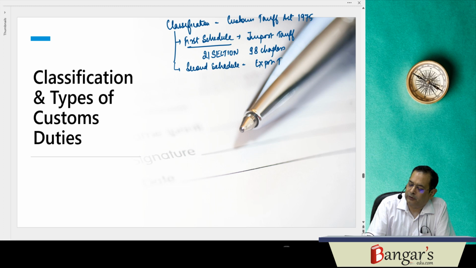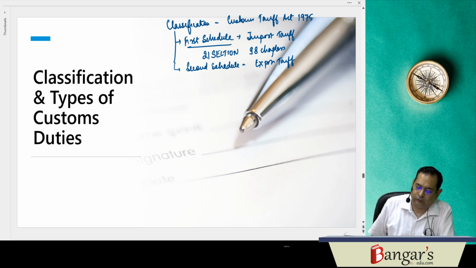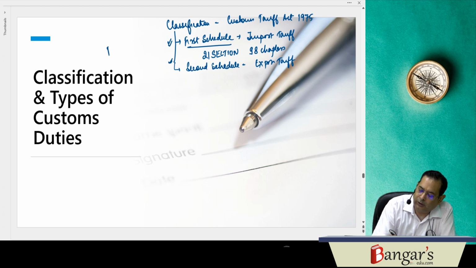Now in this particular chapter, we will be discussing the various types of custom duties which are to be levied. So those duties which have been specified in the first schedule and second schedule, that is basic custom duty. Now we have section 3 of the tariff, that is dealing with the additional duties of customs.